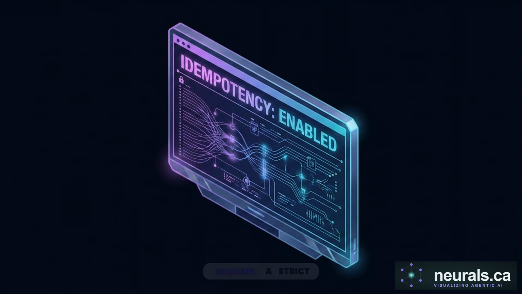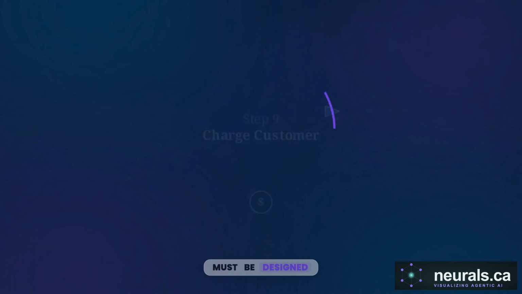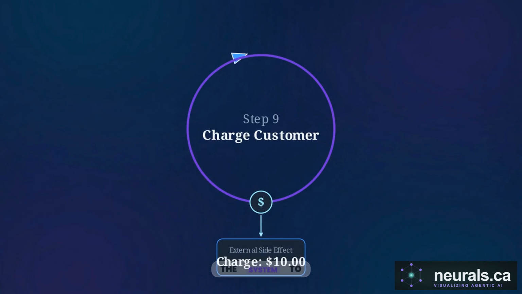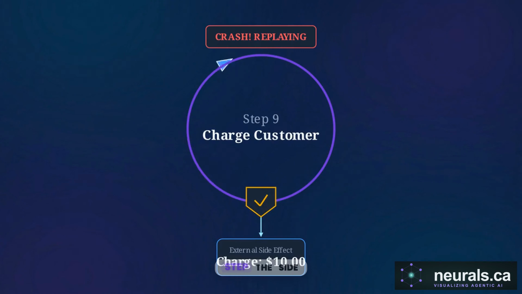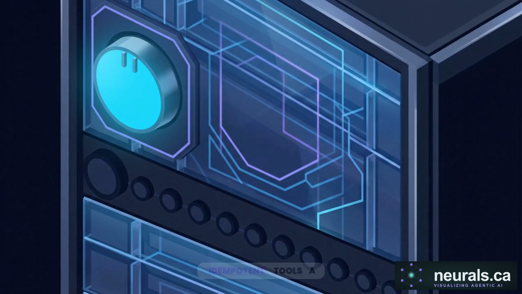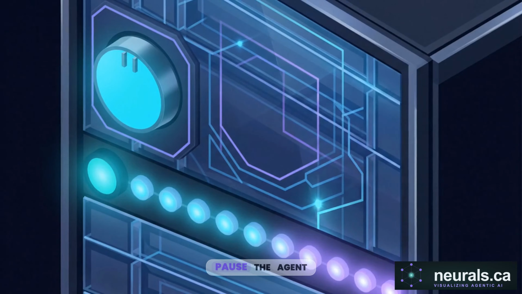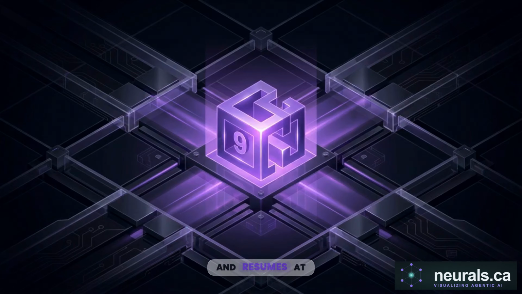But durable state requires a strict partner, idempotency. Any step that touches the outside world, like charging a customer's credit card, must be designed so that if a crash forces the system to replay that exact step, the side effect is not duplicated. By pairing durable state with idempotent tools, a fatal process crash becomes a mere pause. The agent wakes back up and resumes at step 9, exactly where it left off.